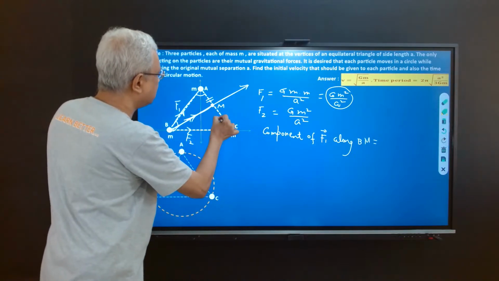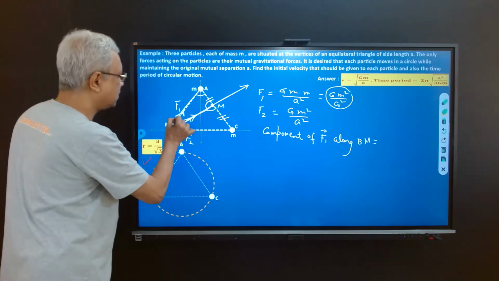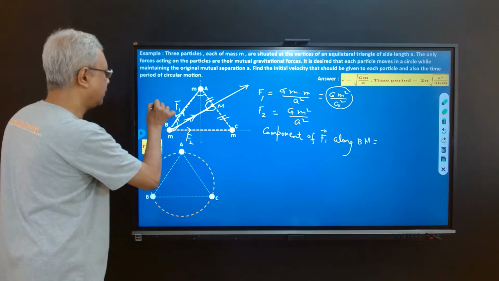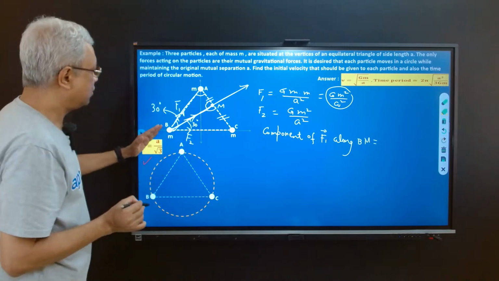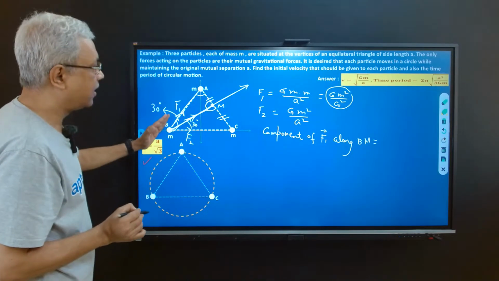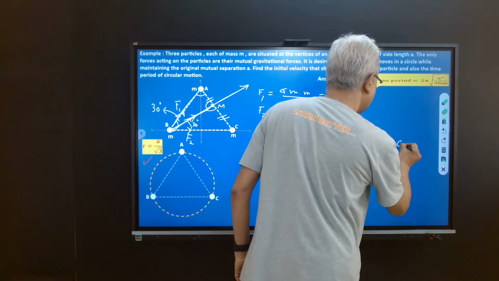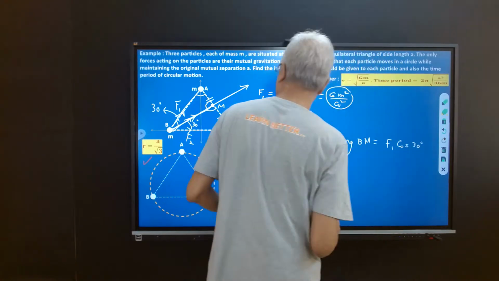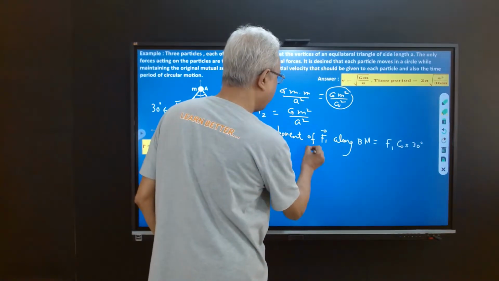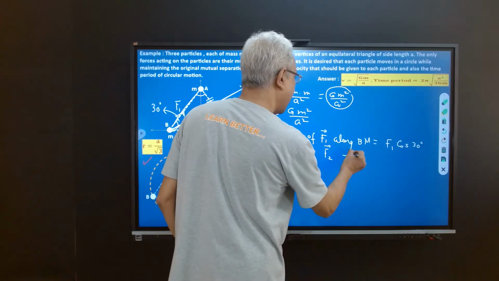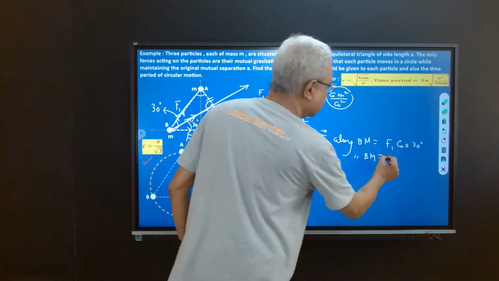This side is also equal to this side. So these two triangles are congruent, and this angle happens to be 90 degrees. So this angle becomes 30 degrees. Okay, this angle is also 30 degrees. So the force F1 has a component along BN, which is F1 cos 30 degrees. And the component of F2 along BN is F2 cos 30 degrees.